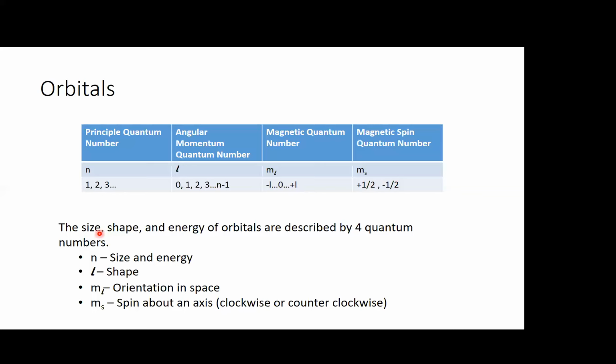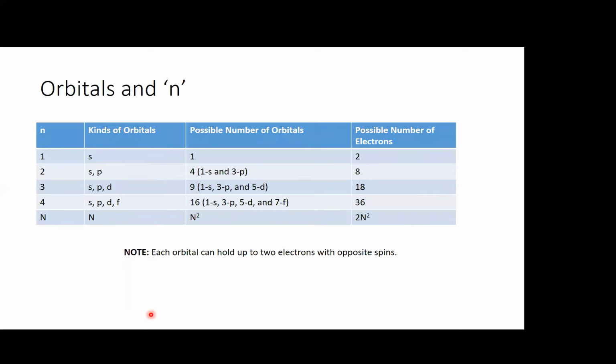And remember, these things tell us something about the orbitals. n is the size and the energy, l tells us about the shape, s, p, d, or f. m sub l tells us about its orientation in space, and m sub s tells us about the spin about its axis. So one important relationship for us to think about is if I'm dealing with a certain energy level, what does that tell me about where electrons can be?